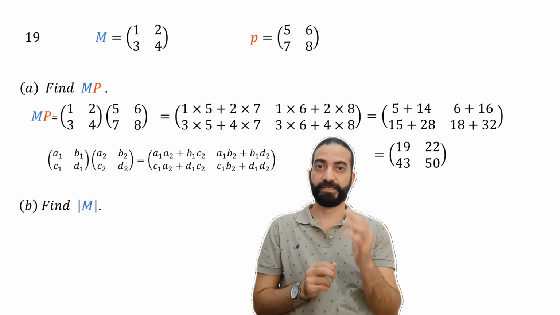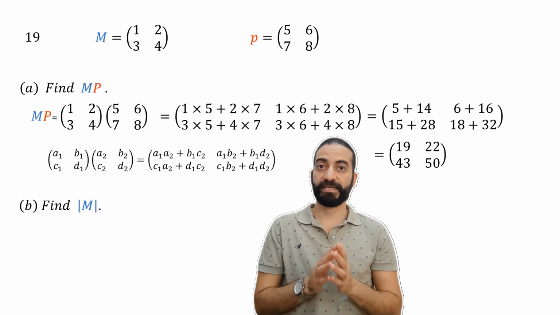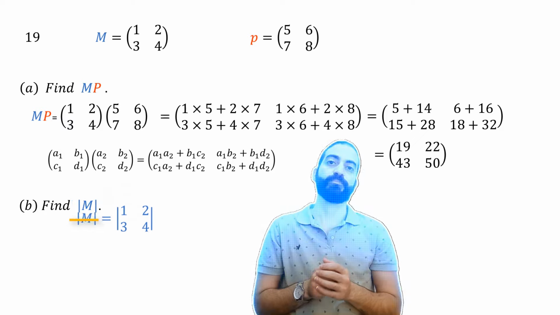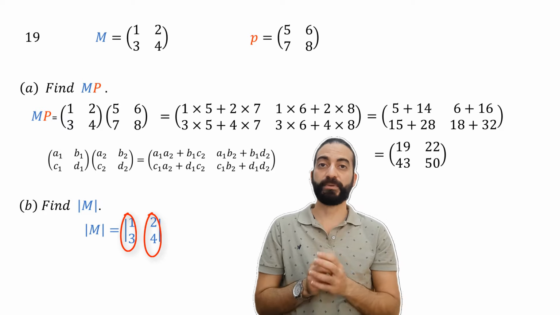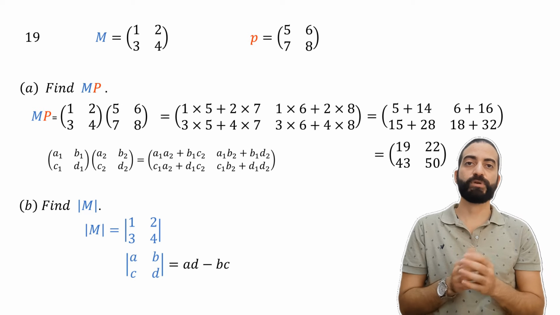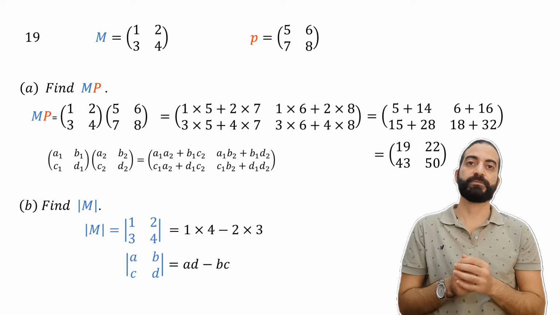Now we move to part B. He wants us to get the determinant of M. When we have two rows and two columns, we can apply this rule, and in this way we get the answer.